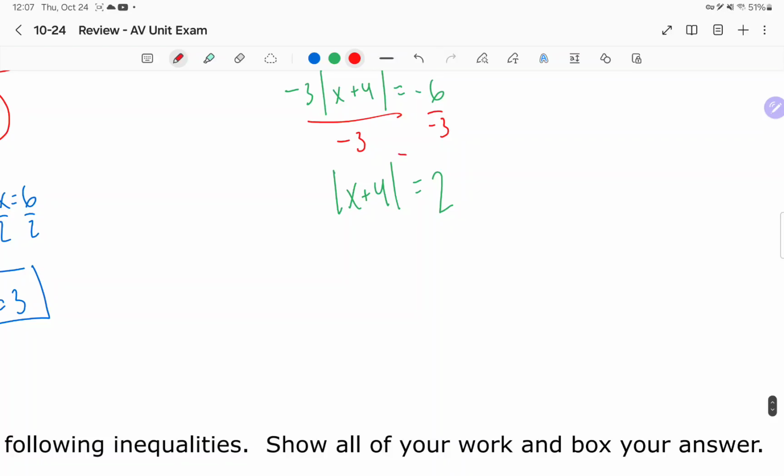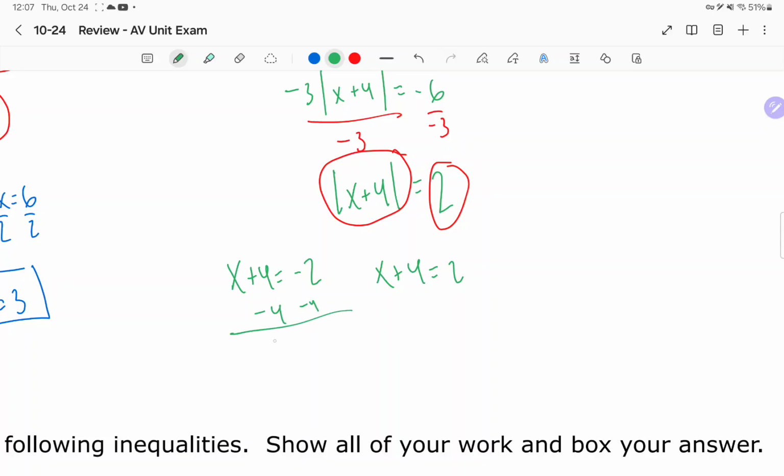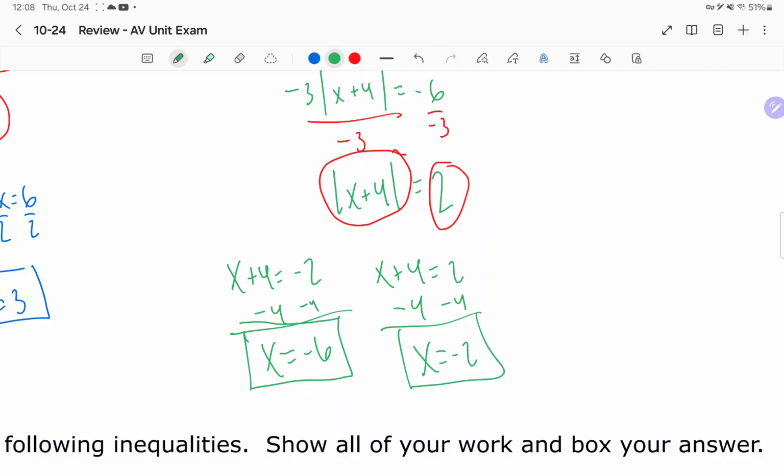Since this is now isolated and the number is positive, we're going to set up our two equations. So x plus 4 equals a negative number. x plus 4 equals the positive number. So minus 4, x equals negative 6. And for the other one, subtract 4, x equals negative 2. And both answers are good.